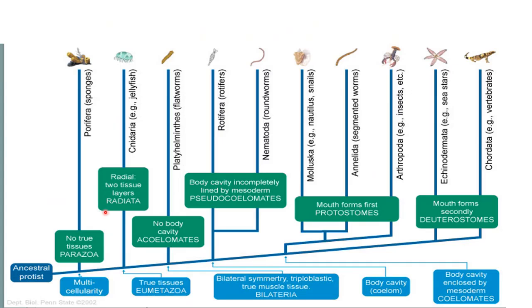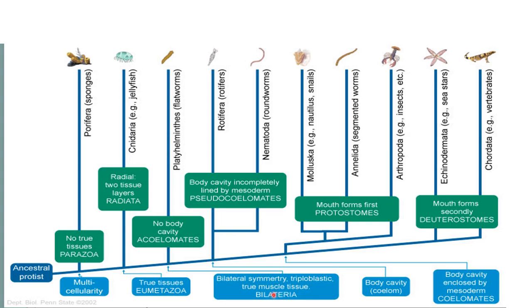Kingdom Animalia is divided into two subkingdoms: the Parazoa, with no true tissues, and the Eumetazoa, with true tissue animals. Again, the Eumetazoa is divided into two taxonomical levels or grades: the Radiata, whose animals have two tissue layers, and the Bilateria, whose animals have true muscular tissues.